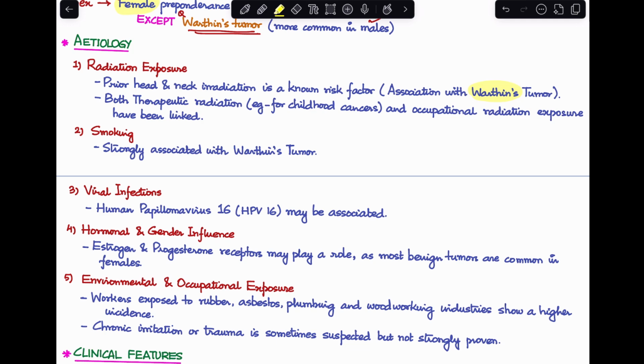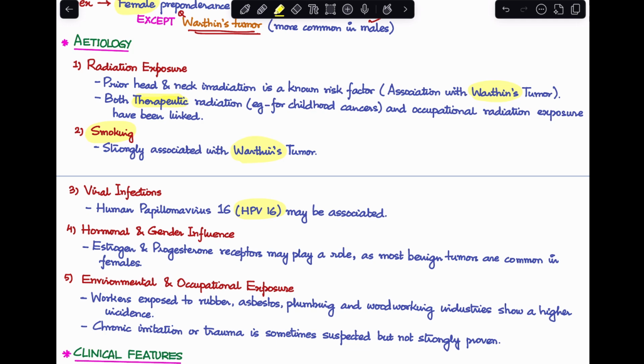So, this can be either therapeutic radiation, for example, treatment for childhood cancers, or occupational radiation exposure as well. Both have been linked to developing benign salivary gland tumors. Next is smoking. Again, smoking has also been strongly associated with Warthin's tumor. Third point is viral infections. Amongst all viral infections, HPV-16 has been seen to be more commonly associated with benign salivary gland tumors.